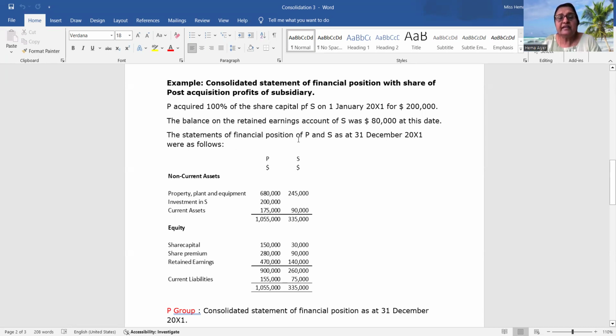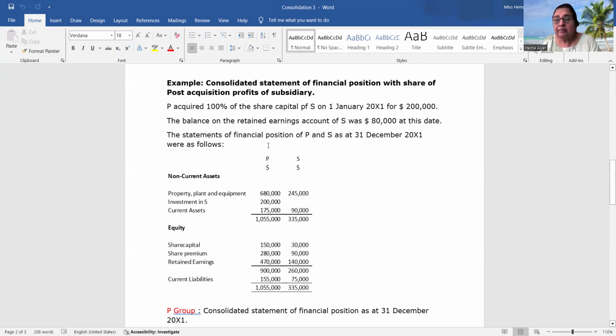Now the statements of financial position of P Limited and S Limited as on 31st December. This is the reporting date on which we are going to consolidate the financial position. So the consolidation date is also 31st December, the end of the reporting period. So we will see what the balances are. Property, plant and equipment, investment in S is 200,000. Current assets, share capital, share premium, retained earnings, and then current liabilities. This balance sheet is given. All this information has been given.